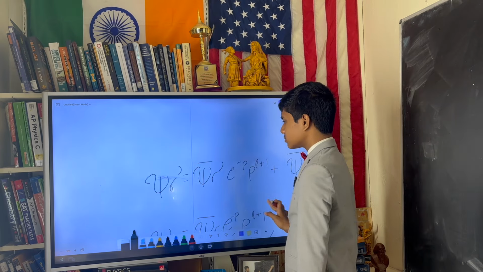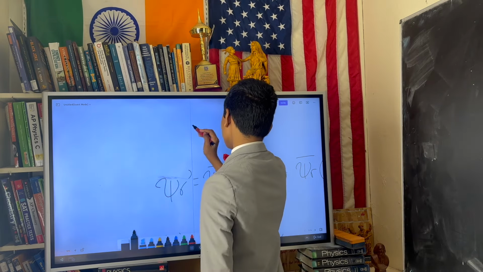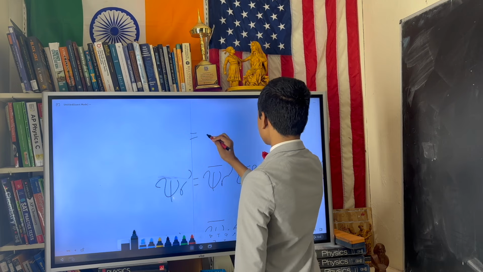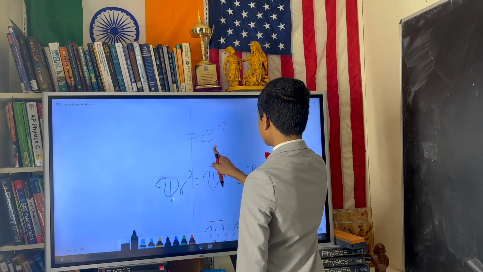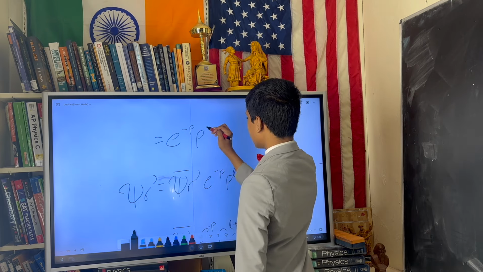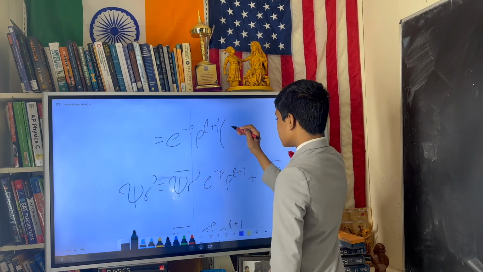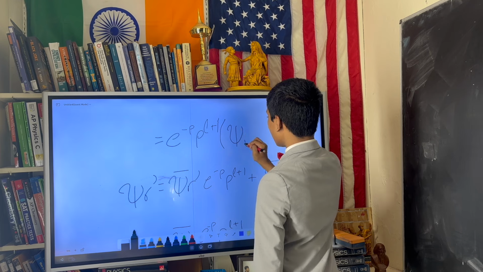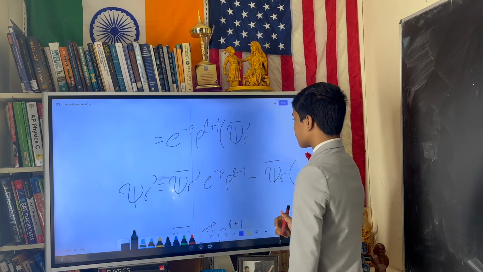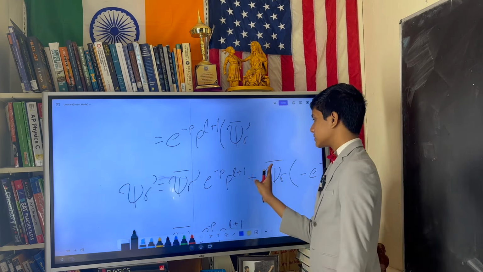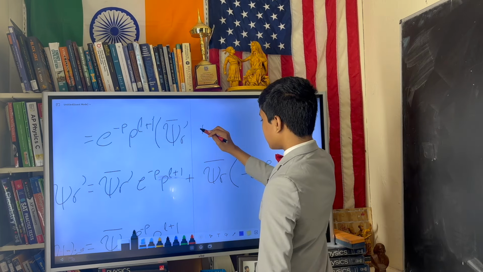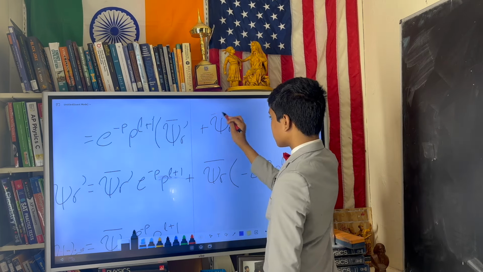And now we take, well, first let's factorize it. We can rewrite this as e to the minus rho to the L plus 1 multiplied by psi r overline prime. This gets factored out, plus... Okay, let me finish this.